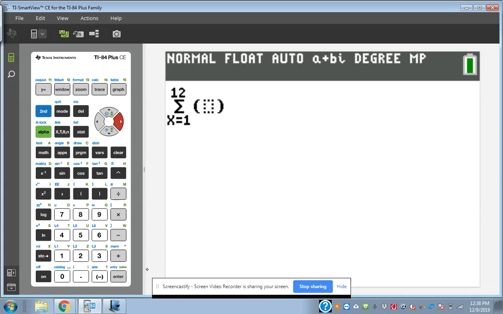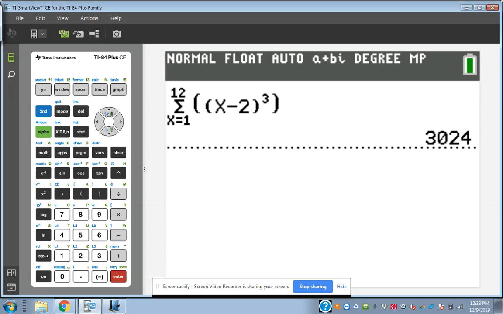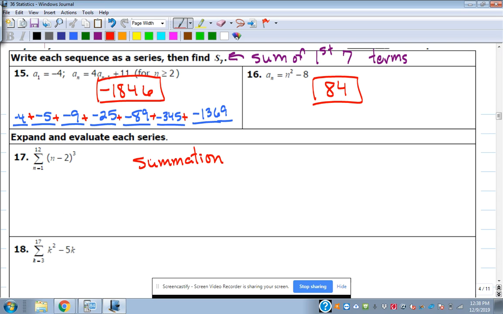And then here's where you've got to be careful. When you type that in, you need to type it in parentheses, X minus 2, close parentheses, raised to the 3rd. Put in the extra set of parentheses. Hit enter. It adds them up. It finds all of those terms and then adds them up all in one swoop. Okay. Well, it would be 3,024.